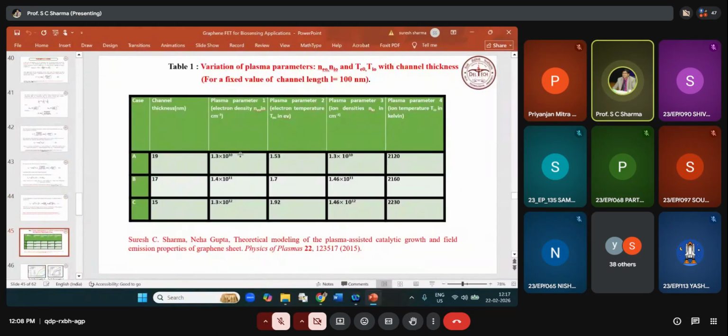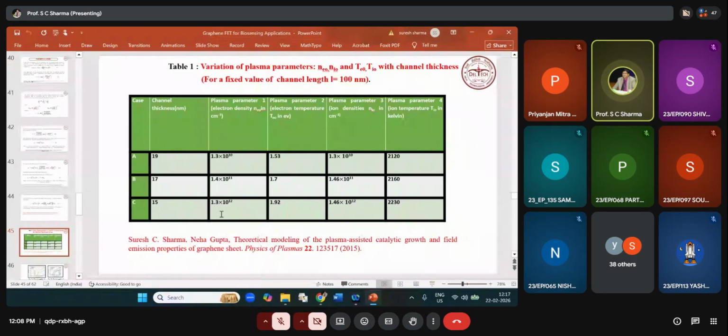So then we have done the calculations. In fact, we have done calculations for plasma assisted catalytic growth and field emission property of graphene. We have already studied this and published a paper in the year 2015, so we use parameters from this paper. So the electron parameters: one, this is electron density; two, electron temperature; this is ion density; this is ion temperature.